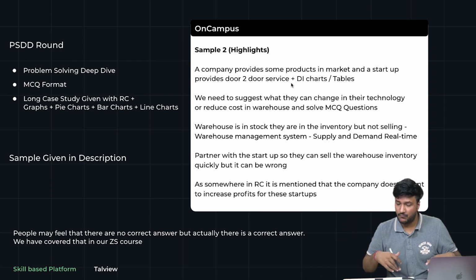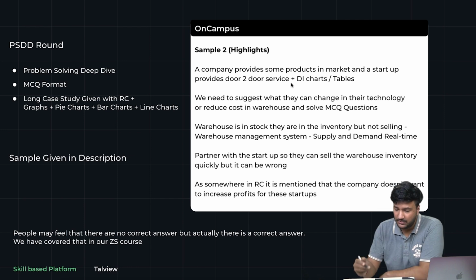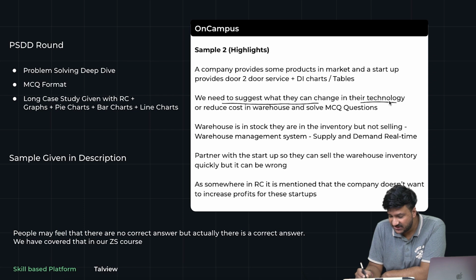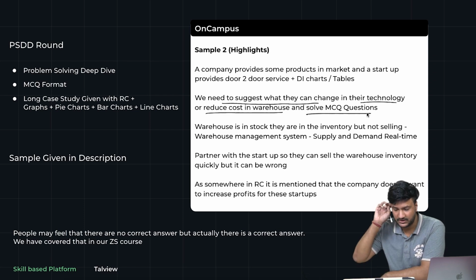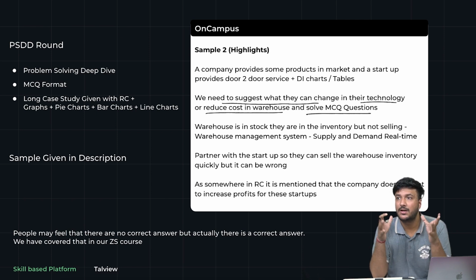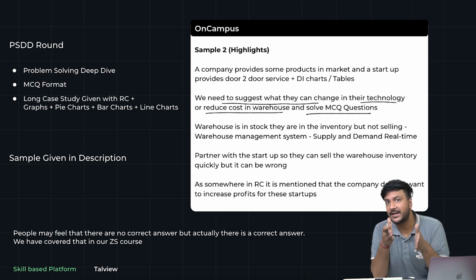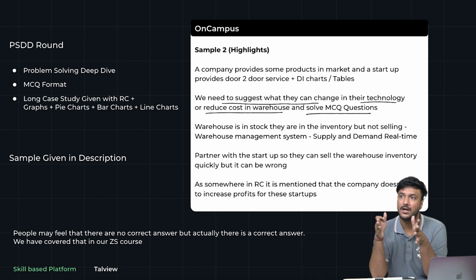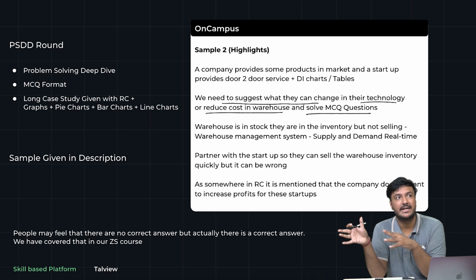What ZS needs to do is suggest a way so that they can either change their technology or reduce their warehousing costs. Based upon all of these, you have to solve this question. They'll give you a lot of bar charts and pie charts based upon their inventory costs in 2019, 2020, 2021. They'll also give you a bar chart and pie charts of the topmost sold products that are sitting in the inventory.